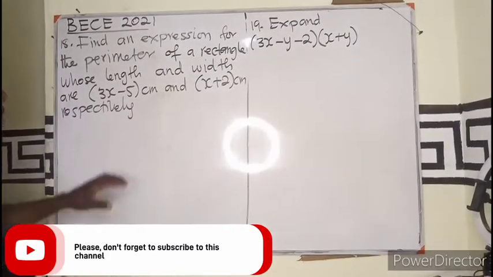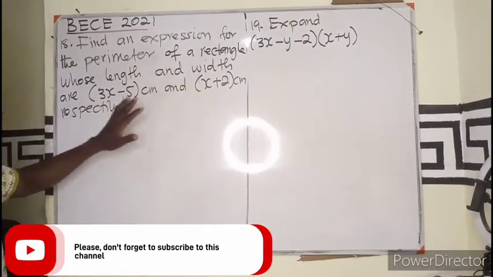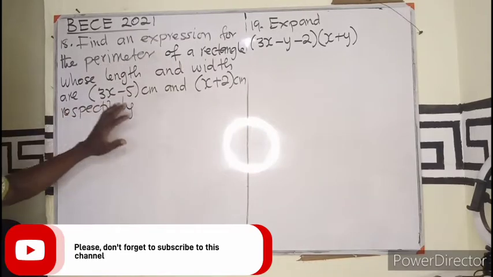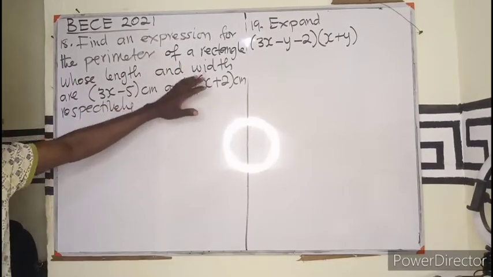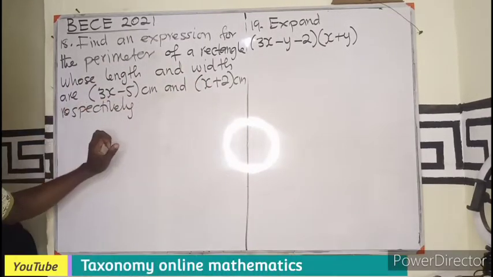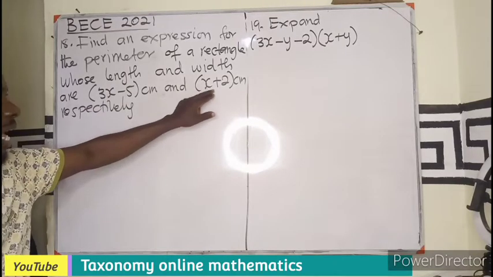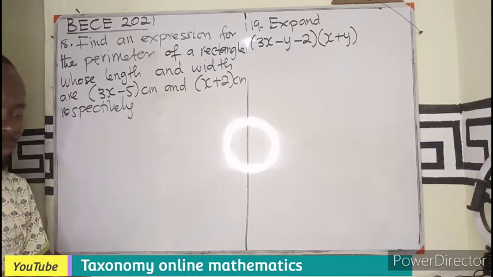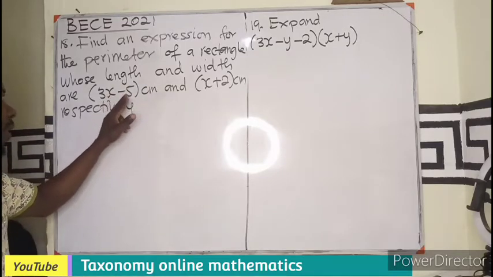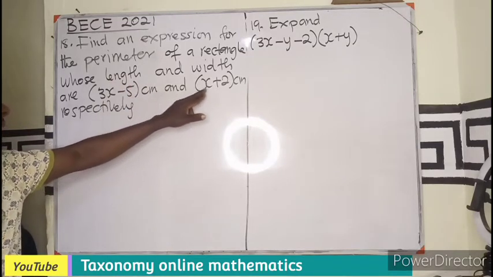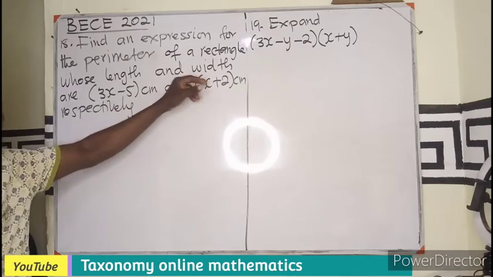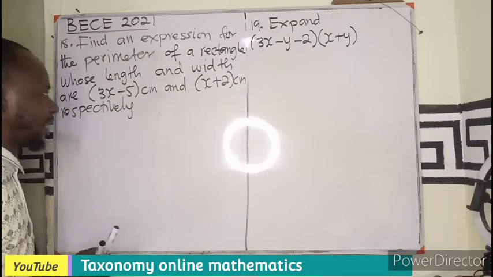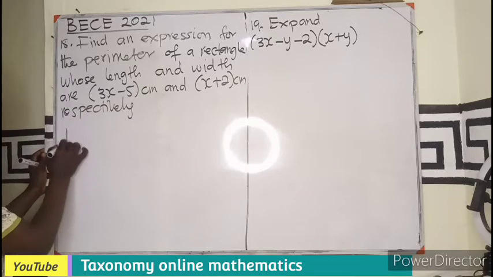Number 18. Find an expression for the perimeter of a rectangle whose length and width are 3x minus 5 centimeter and x plus 2 centimeter respectively. Meaning the 3x minus 5 is for the length, then x plus 2 is for the width. Now we know the perimeter of a rectangle.